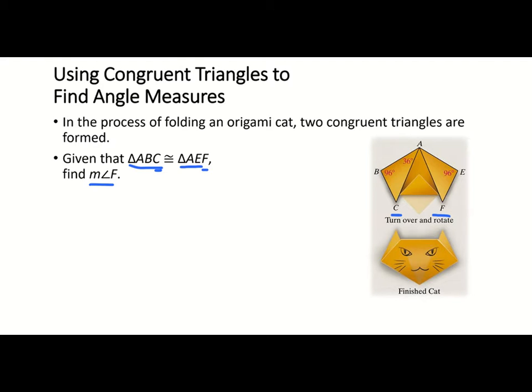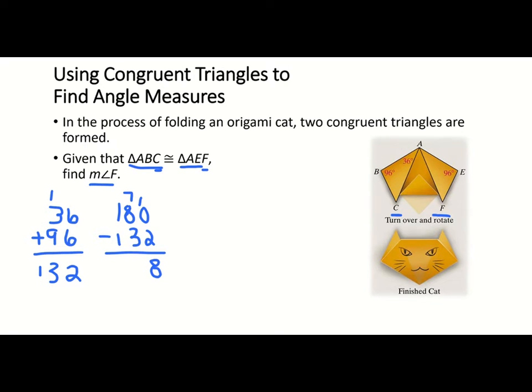I can take 36 and add my 96, and that will give me 132. Take 180 minus 132, and that would give me 48. So angle C is 48 degrees, which means that angle F is also 48 degrees.